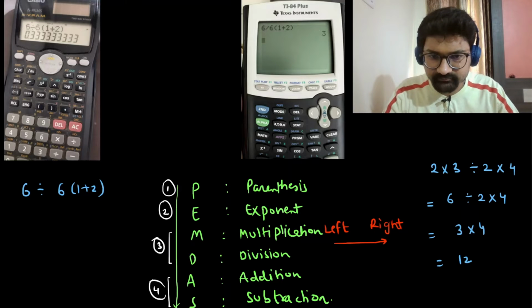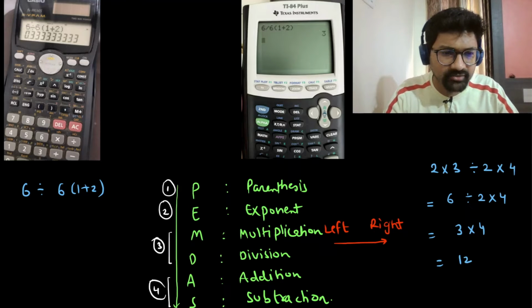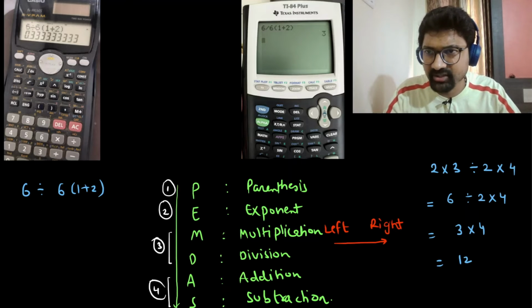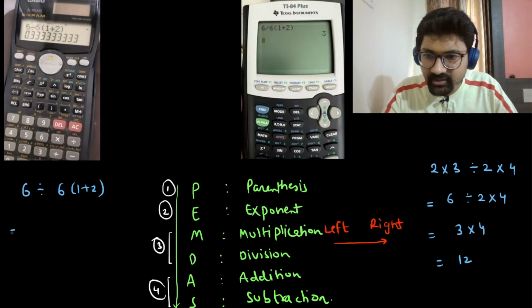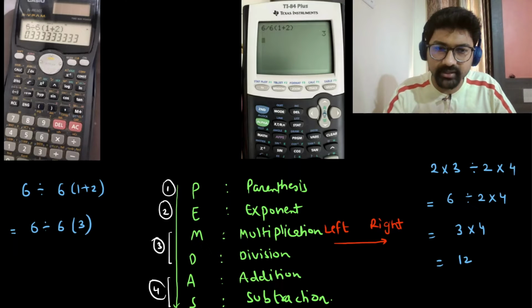All right, so let's apply this concept to our question and see which of the two calculators is showing the correct answer. Parentheses come first, of course. So we have 6 divided by 6 times 1 plus 2, which is nothing but 3. And now comes the interesting part.